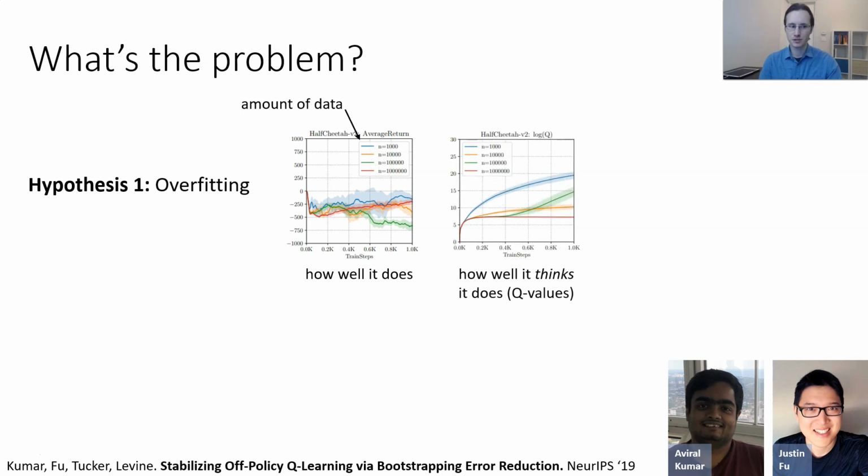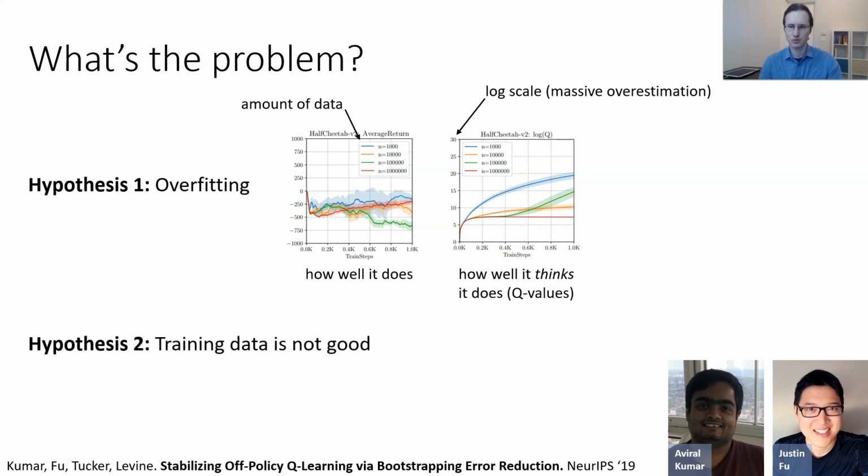How well does the algorithm think it's doing? Well, it actually thinks it's doing really, really well. If we plot the Q values, which are its predictions about how well it'll do, you can see they're much larger. And the y-axis here is actually a log scale. So they're not only positive, they're enormous. So it's not overfitting, because more data points doesn't make it do any better, but it is grossly overestimating.